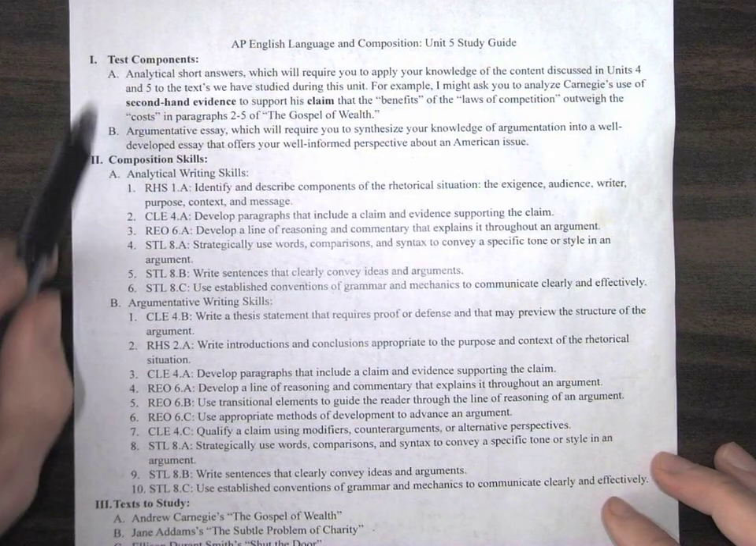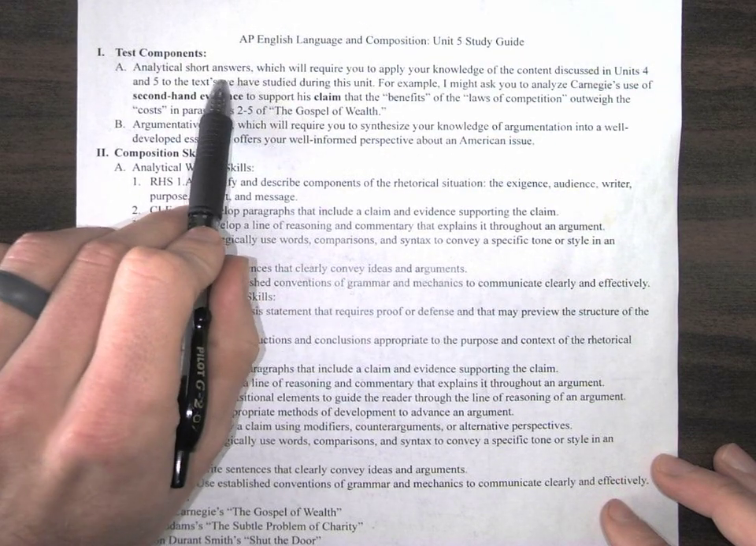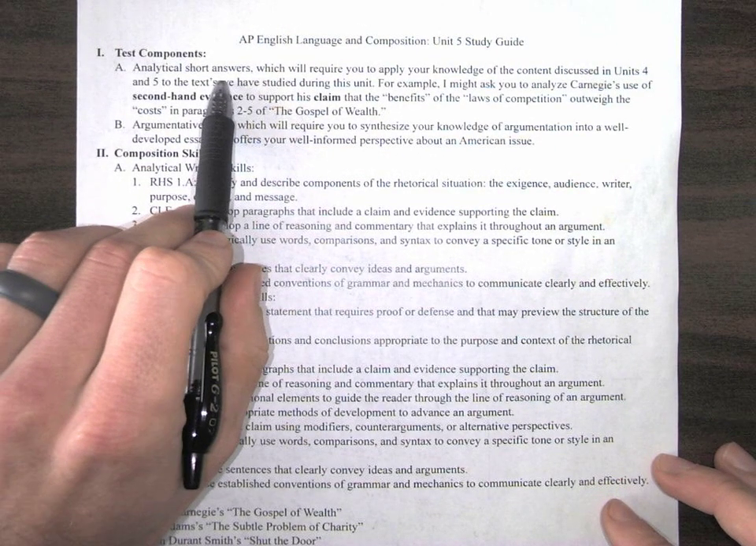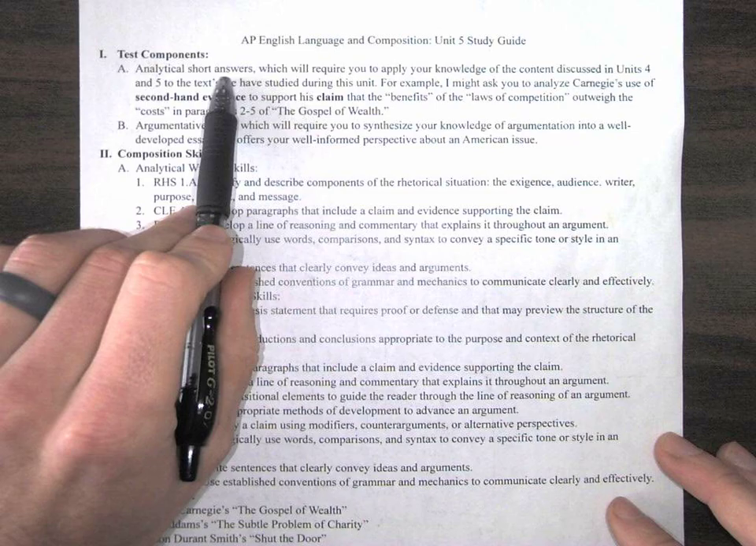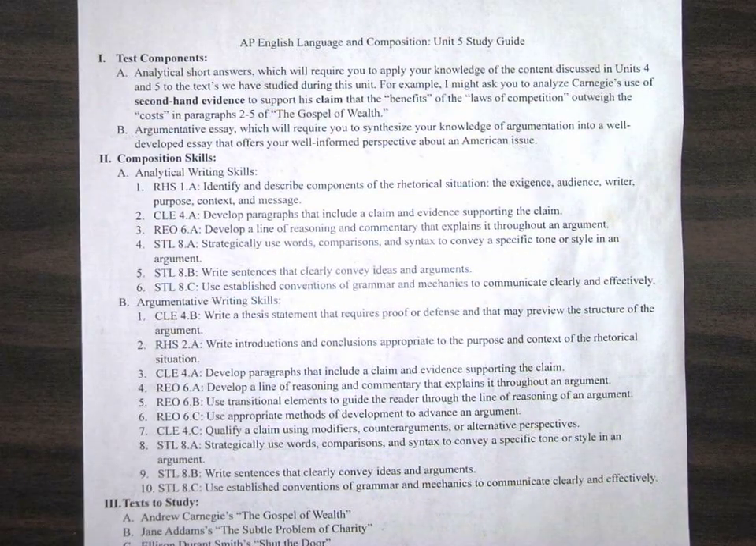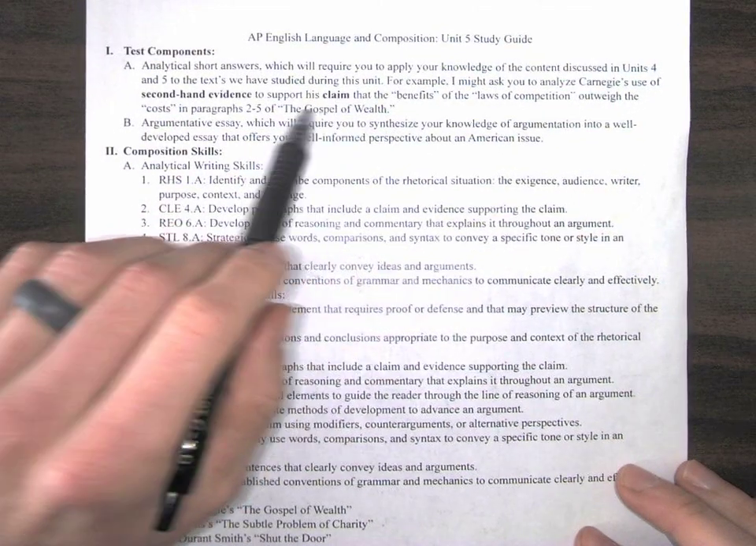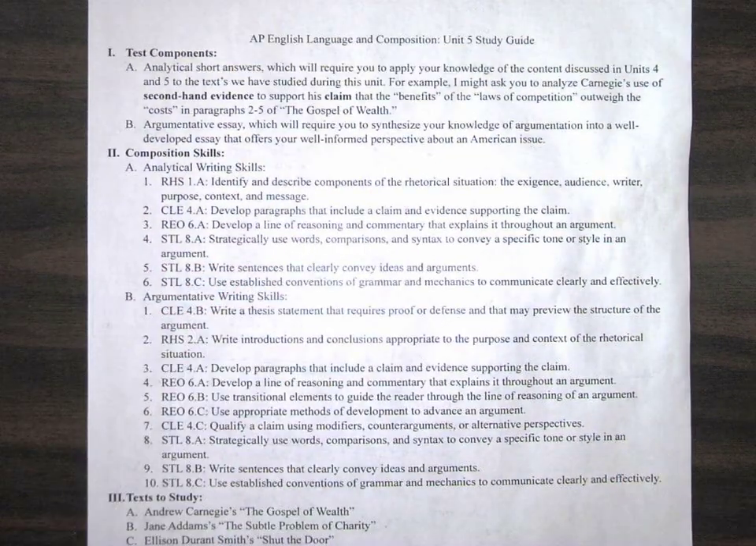There's two major components to the test. Number one, there's going to be analytical short answers. The analytical short answers are going to require you to explain and show your mastery of some of the concepts that we've been discussing throughout the course of Units 4 and 5, whether it be evidence use, claims, the ways in which an author is developing a line of reasoning in order to support their claims, the function of various portions of the argument to support the larger logic or chain or line of reasoning that's developed in that argument.